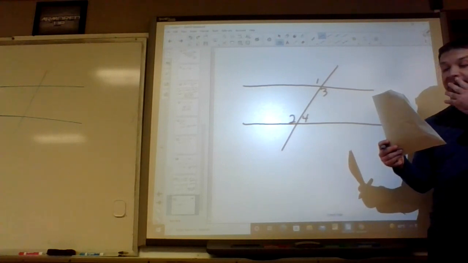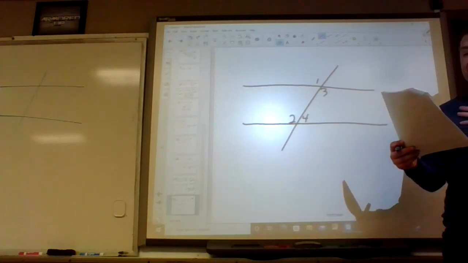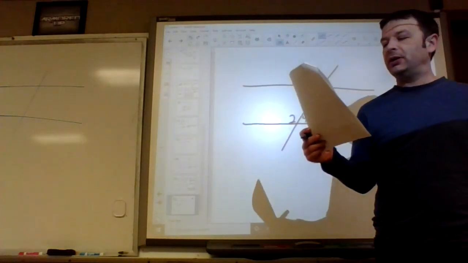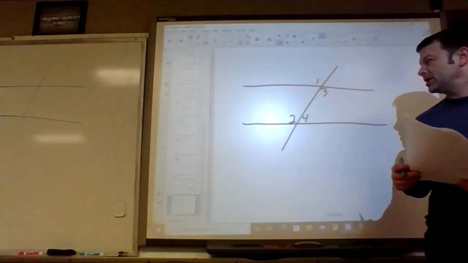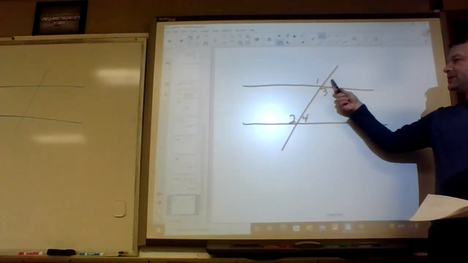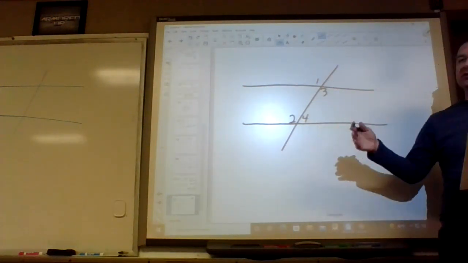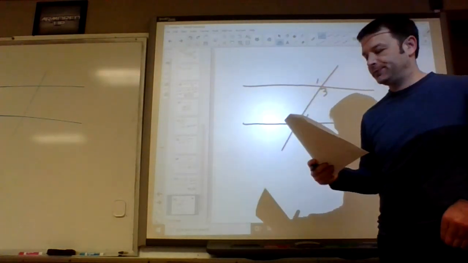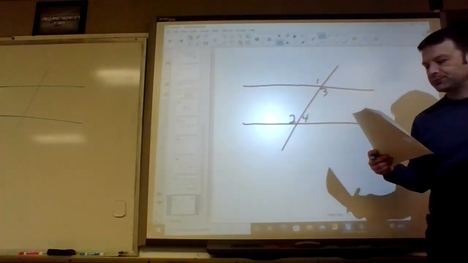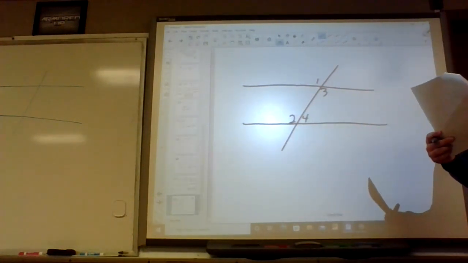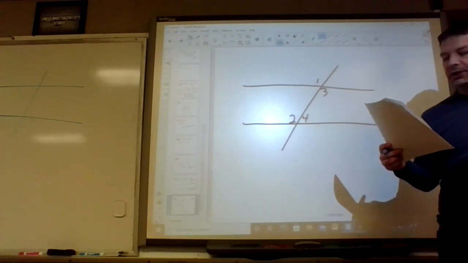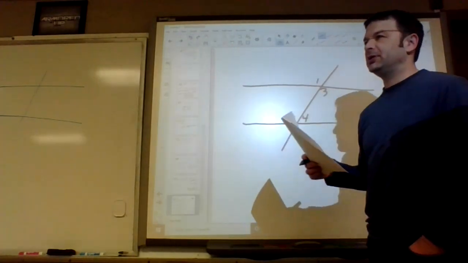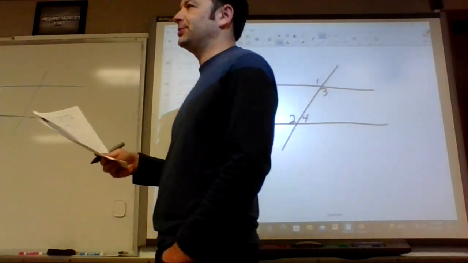Okay, anyways. A says if a transversal is perpendicular to one of 2 parallel lines, then what? It's perpendicular to the other. Right. If this is 90 degrees, this is 90 degrees. So the answer is: then it's perpendicular to the other line. If it's perpendicular to one of 2 parallel lines, it's perpendicular to the other.